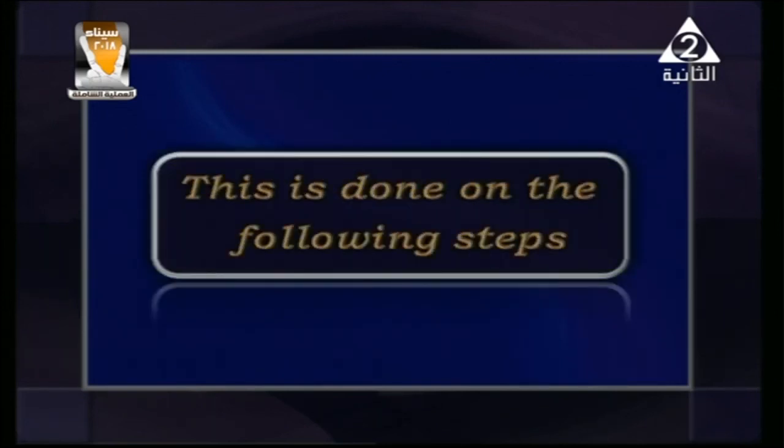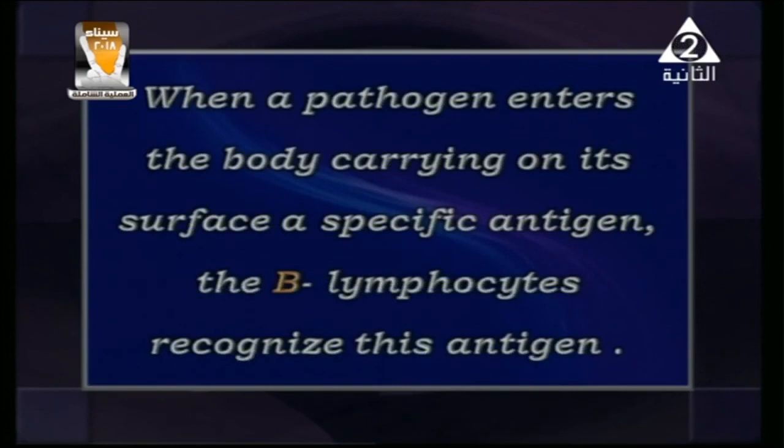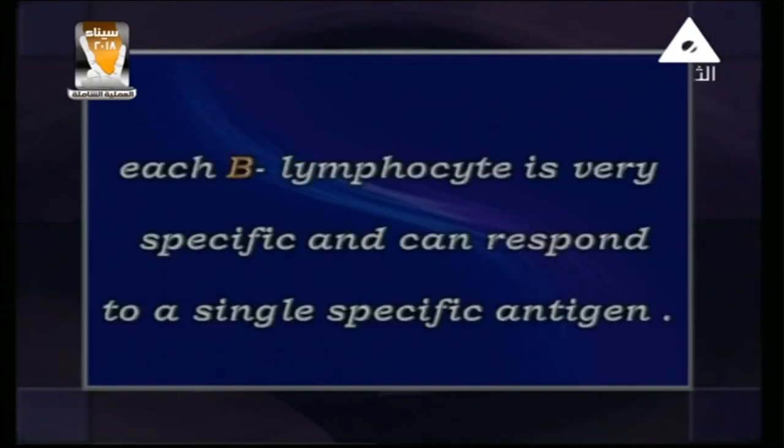This is done in the following steps. When a pathogen enters the body carrying a specific antigen on its surface, the B lymphocytes recognize this antigen. Recognize means it wants to attack it and give some information about it. As we said, the B lymphocytes work as an archive or database inside your body. Each B lymphocyte is very specific and can respond to a single specific antigen.